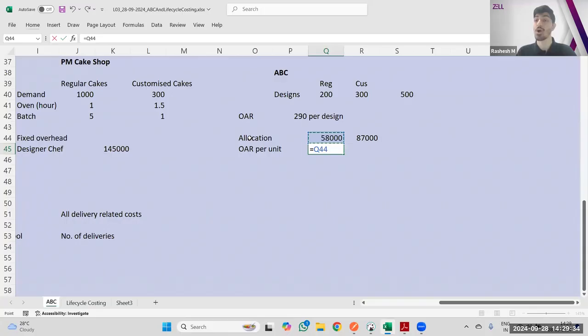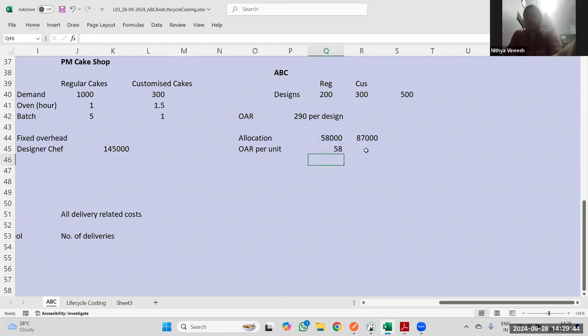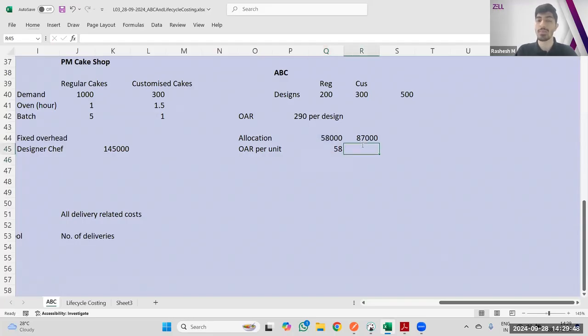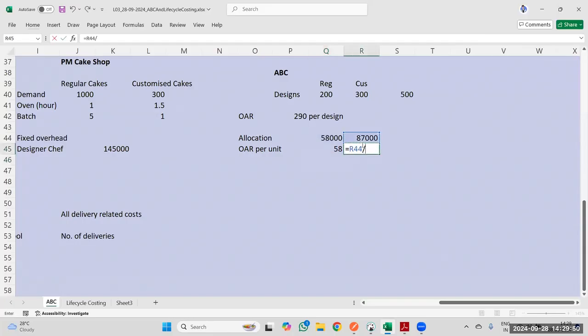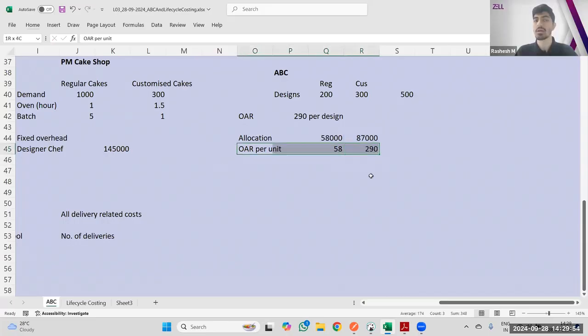It costs me to make how many cakes? How many regular cakes? 200. 1,000 regular cakes. 1,000. All right. And 87,000 rupees it costs me to make how many custom cakes? 300. 300. This becomes my cost allocation.